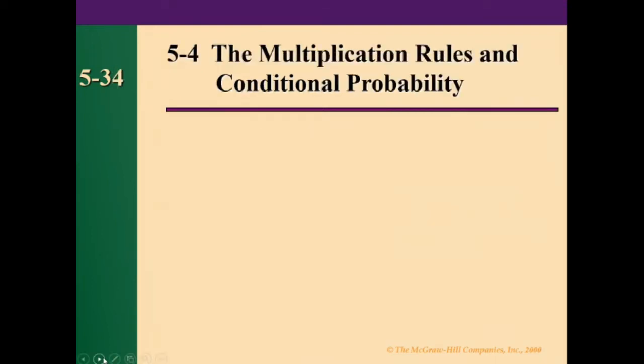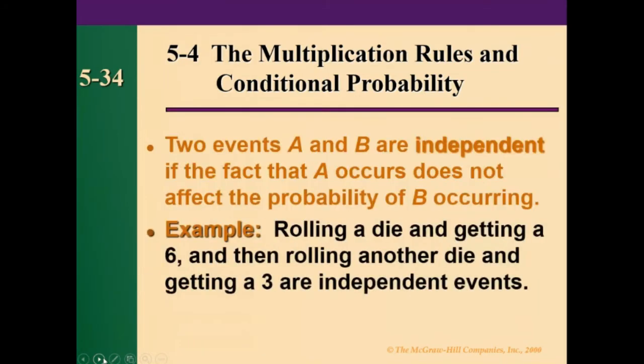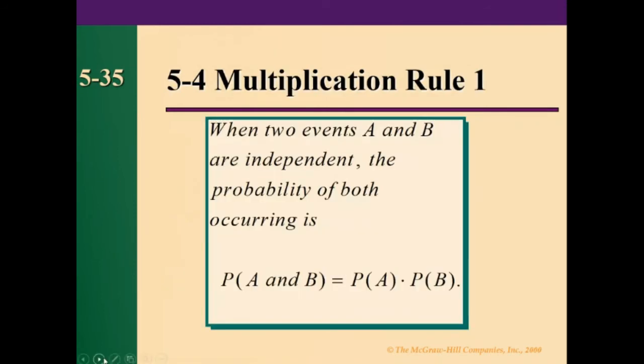So the multiplication rules and conditional probability. So two events A and B are independent if the fact that A occurs does not affect the probability of B occurring. So example, rolling a die and getting a 6. Kapag, di ba kanina or addition? Kapag multiplication and, tingnan nyo to. Rolling a die and getting a 6, and then rolling another die and getting a 3 are independent events. So yon, when two events A and B are independent, the probability of both occurring, P of A and B, is equal to P of A times P of B.